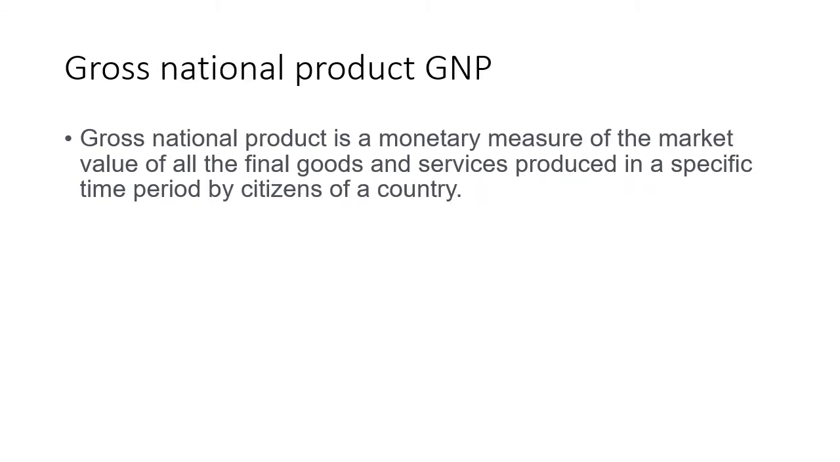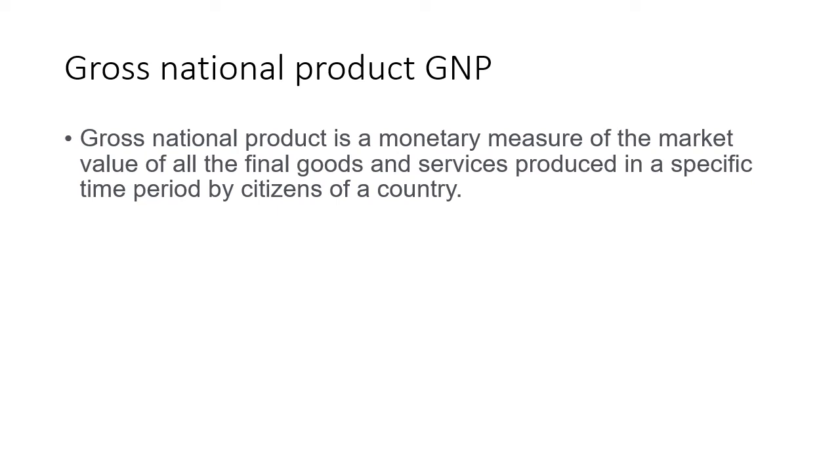Next term is GNP. That's a much broader term as compared to GDP. And gross national product is a monetary measure of the market value of all final goods and services produced in a specific time period by citizens of a country. That is, if the citizens of country are producing within geographical boundaries or outside geographical boundaries, both of them are included in the GNP of that country. Let's suppose you are talking about Pakistan. Then GNP of Pakistan means the income earned by Pakistanis.